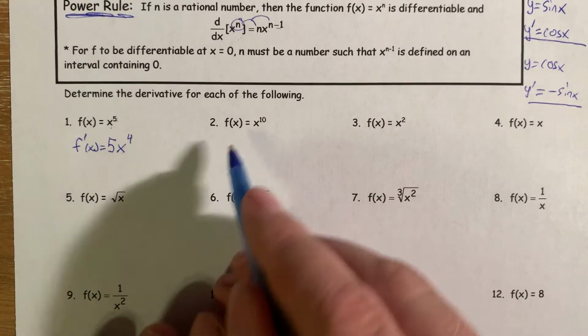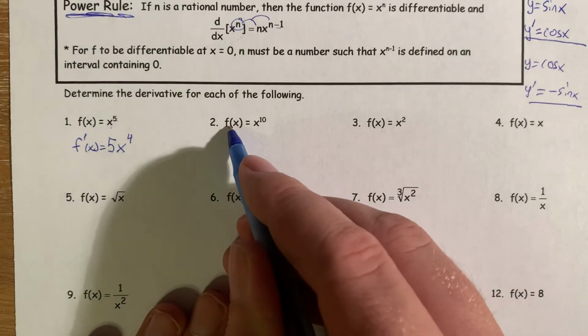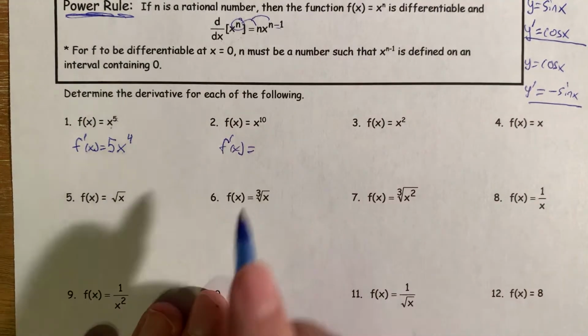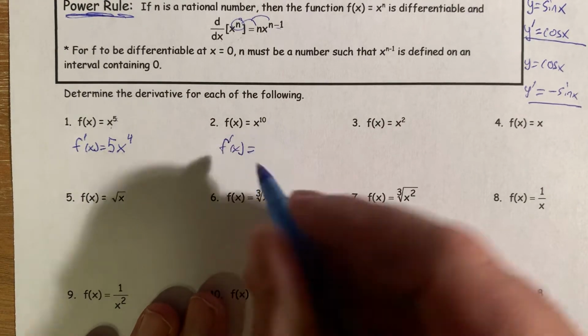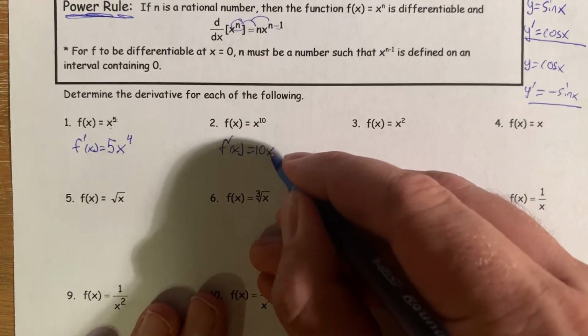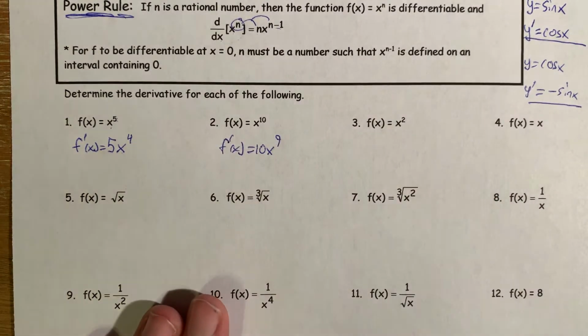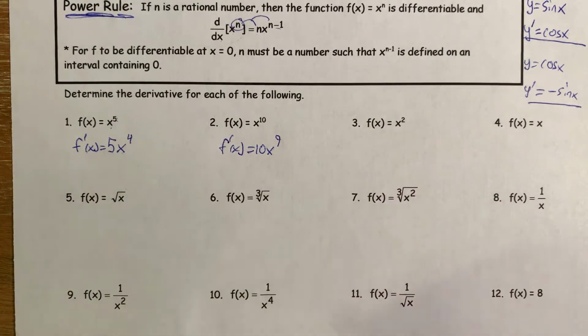Okay, let's look at this. Try this next one. Use the power rule and find what the derivative is. If you needed some help, what we do here is we do 10 times x to the, we lower the power by 1, and it's 9. Okay, try this next one.